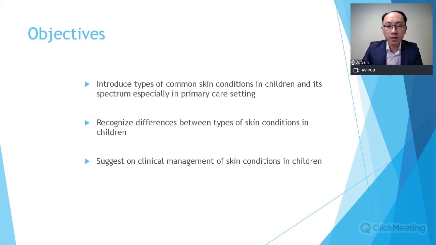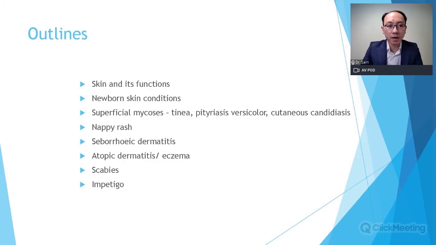Okay, so this is the outline of our presentation today. First, I would like to talk a little bit on skin and its function. How about the newborn skin condition? Next will be superficial mycosis, which we commonly see: tinea, Pityriasis Versicolor, and Cutaneous Candidiasis. And next will be Nappy rash, Seborrheic Dermatitis, Atopic Dermatitis, or what we call eczema, and scabies, and last but not least is impetigo.